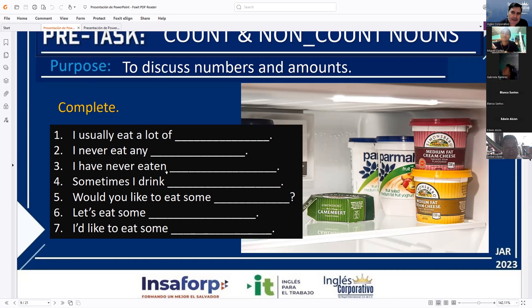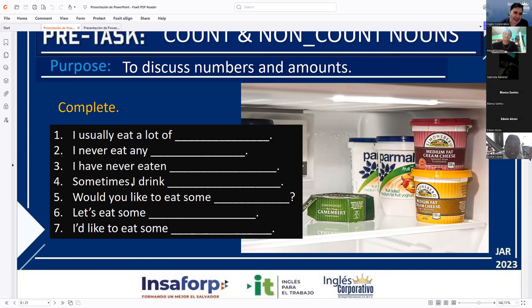I have never eaten, and you can put here, pacayas. You can say, I've never eaten pacayas. I have never eaten armadillo. Or I have never eaten snake.